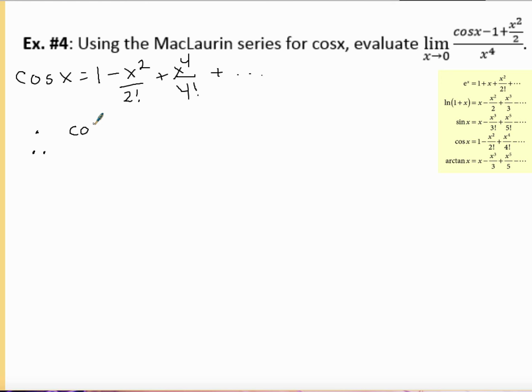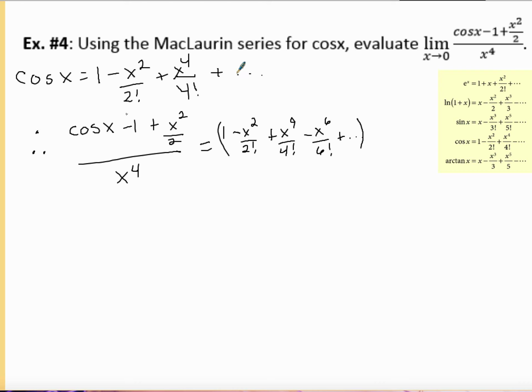then what we have here is the cosine of x minus 1 plus x squared divided by 2, all divided by x to the 4th. Let's expand out cosine, that is really 1 minus x squared divided by 2 factorial plus x to the 4th divided by 4 factorial minus x to the 6th divided by 6 factorial plus dot dot dot. So that's the whole cosine thing. I'm just using the Maclaurin series for that. And then we're going to subtract 1 and add x squared divided by 2.